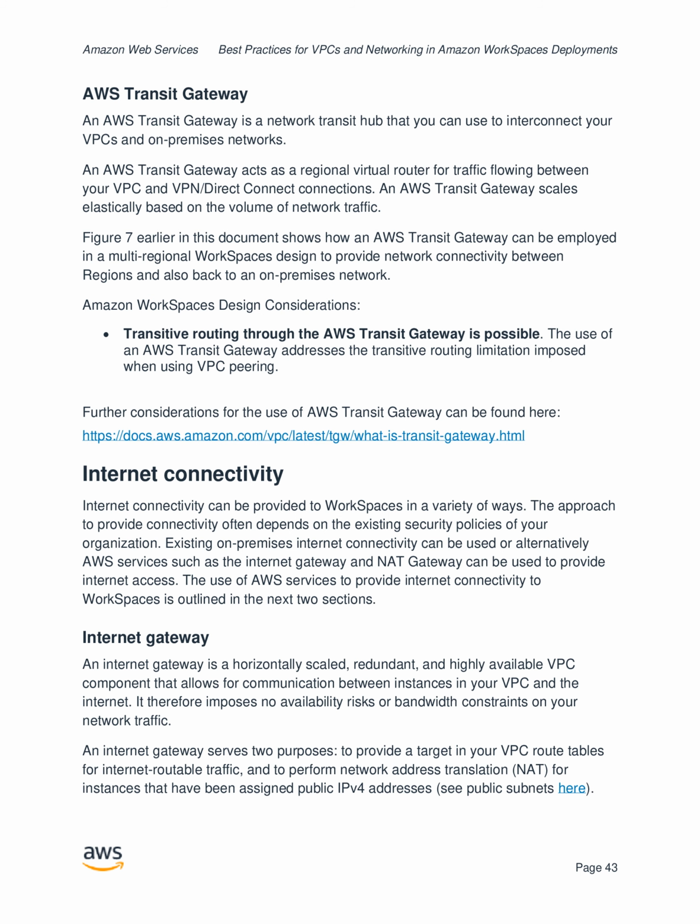Amazon WorkSpaces design considerations. Transitive routing through the AWS Transit Gateway is possible. The use of an AWS Transit Gateway addresses the transitive routing limitation imposed when using VPC peering. Internet connectivity. Internet connectivity can be provided to WorkSpaces in a variety of ways. The approach to provide connectivity often depends on the existing security policies of your organization. Existing on-premises Internet connectivity can be used, or alternatively AWS services such as the Internet Gateway and NAT Gateway can be used to provide Internet access. The use of AWS services to provide Internet connectivity to WorkSpaces is outlined in the next two sections.